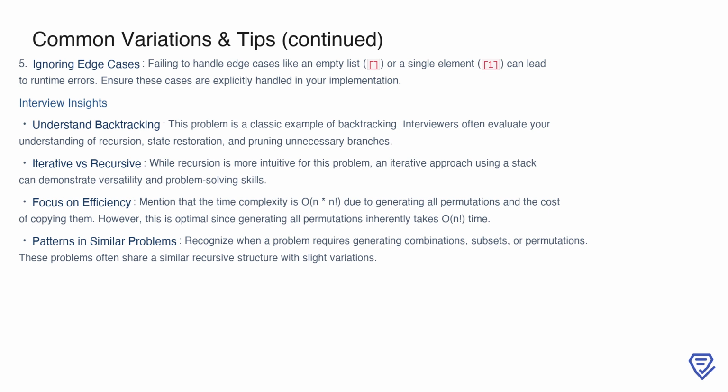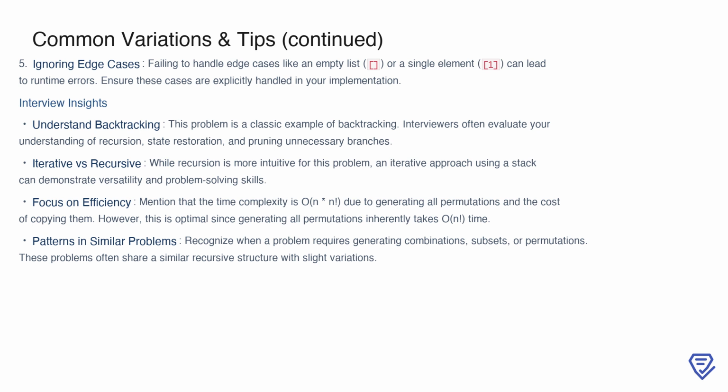Now, let's talk about what interviewers focus on with this problem. Since it's a classic example of backtracking, they'll be looking at how well you understand recursion, state restoration, and pruning unnecessary branches to optimize your solution. While recursion is the most intuitive approach for permutations, showing that you can also solve it iteratively with a stack can highlight your versatility. Efficiency is another key topic to address.